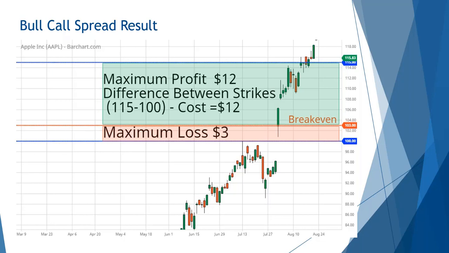So our maximum profit is the difference between our strikes, but minus the cost that I'm going to put into this trade. So in this example here, yes, we would see a price appreciation of over $15, but we're only going to capture $12 of it because it costs us $3. Now, this is where there's a difference between, let's say, just buying calls outright or buying the stock outright. Here, you could continue to profit, but we're going to have our profit capped. We're not going to be able to get any more profit once price gets above our 115 strike. Okay.